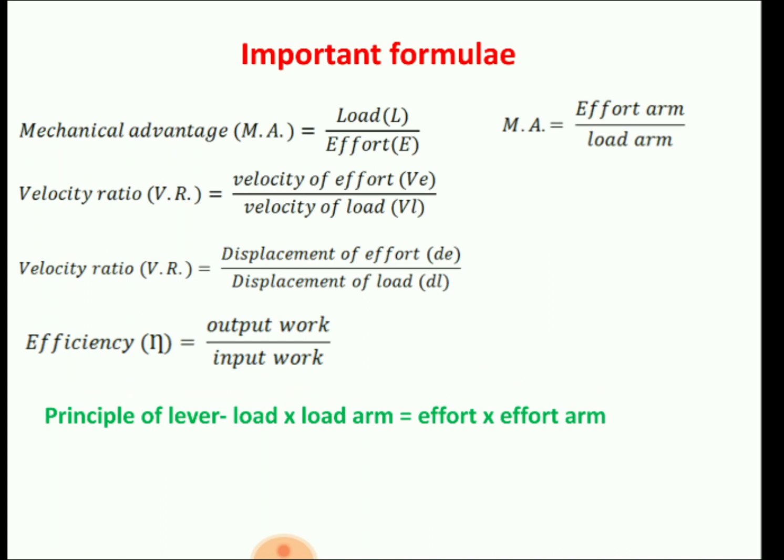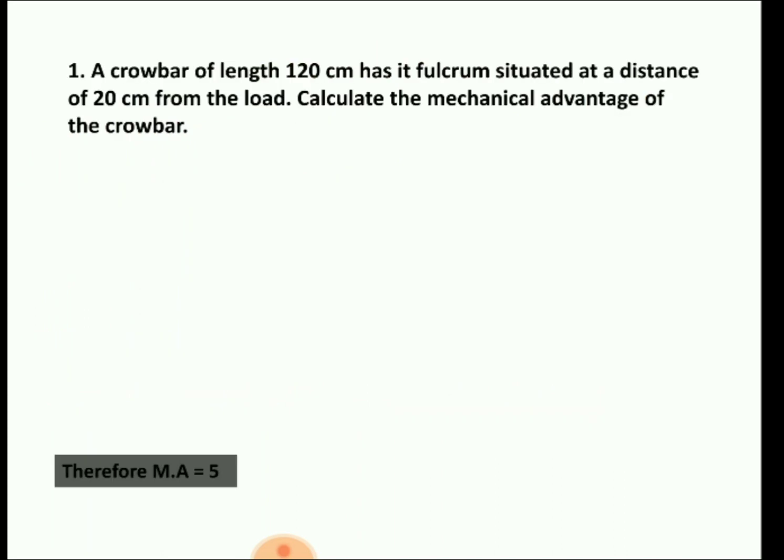So let us proceed to question number 1 without wasting our time. A crowbar of length 120 cm has its fulcrum situated at a distance of 20 cm from the load. Total length of the crowbar is 120 cm and its fulcrum is situated 20 cm from the load. Load means what we are going to lift with the help of this crowbar. Calculate the mechanical advantage. This is the simplest problem of all in this chapter.